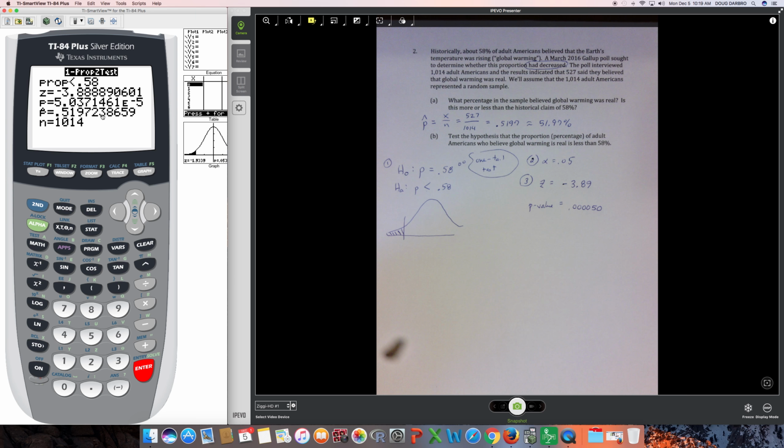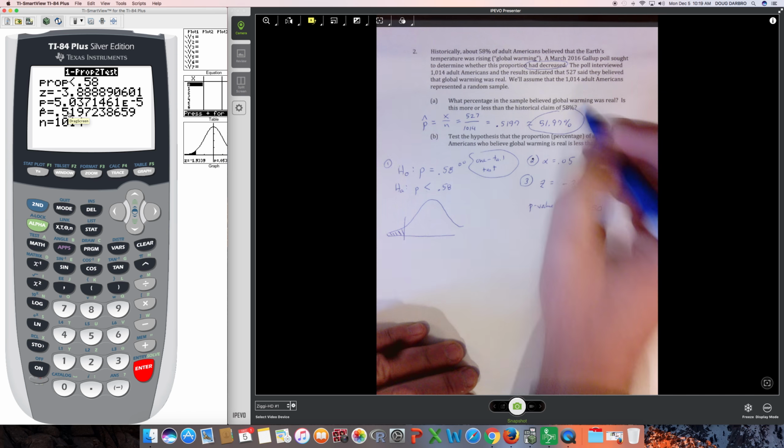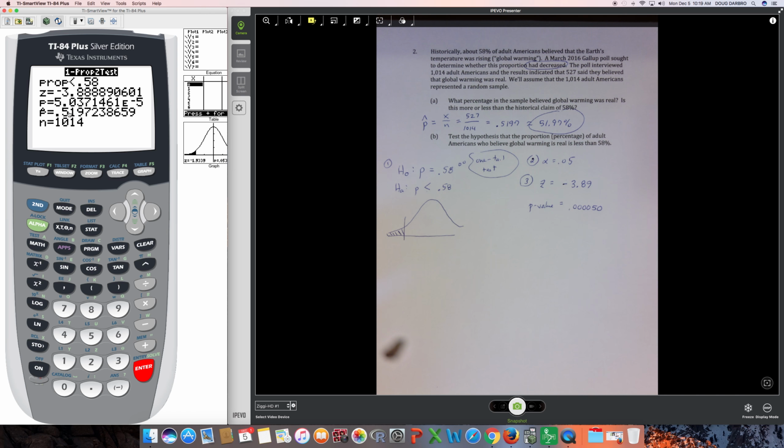In front of the non-zero number. All right. Now this p-hat 0.5197. Well, we knew that before, didn't we? That's just the calculator giving you what we calculated up here. Of course, our sample size is 1,014.